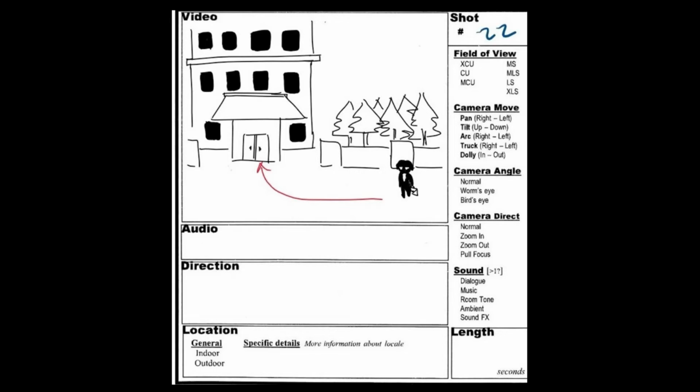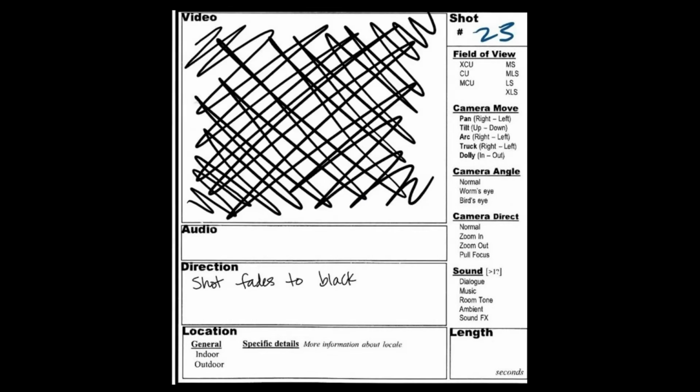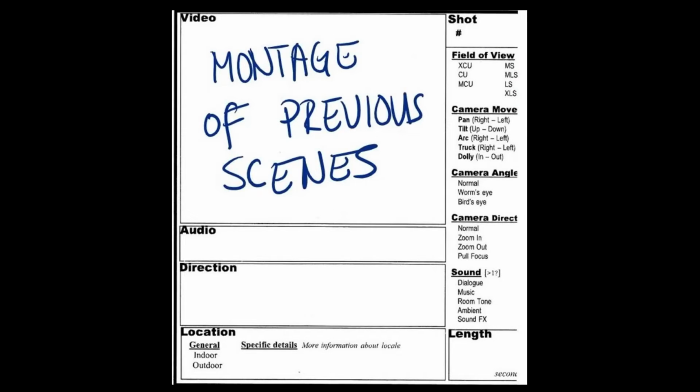And now he is going to go towards his house, go back into his apartment, and the screen fades to black, signifying that he has slept. After this, it will be a montage of previous scenes to create the illusion of time passing and him going to work every day, with it being very mundane, boring, and depressing.